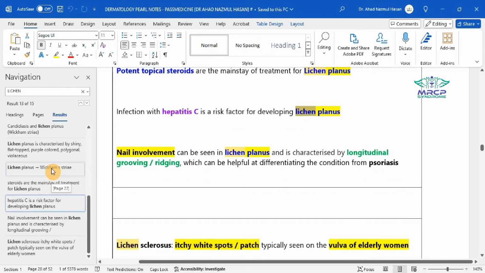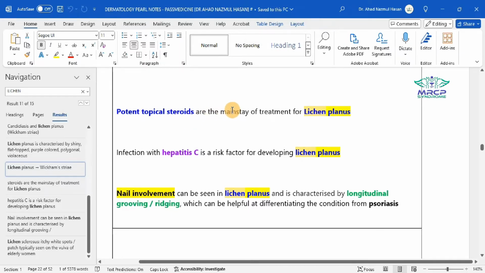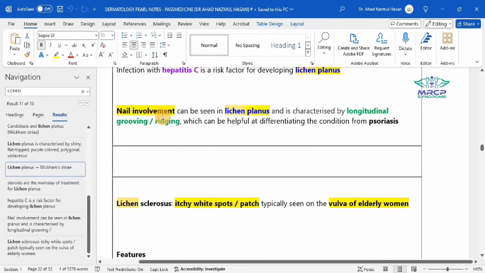And Wickham striae is the pathognomonic feature. There would be a whitish lacy pattern on the buccal mucosa. Potent topical steroids are the mainstay of treatment for lichen planus. Infection with hepatitis C is a risk factor for developing lichen planus. Nail involvement can be seen in lichen planus and is characterized by longitudinal grooving or raising, which can be helpful in differentiating the condition from psoriasis.